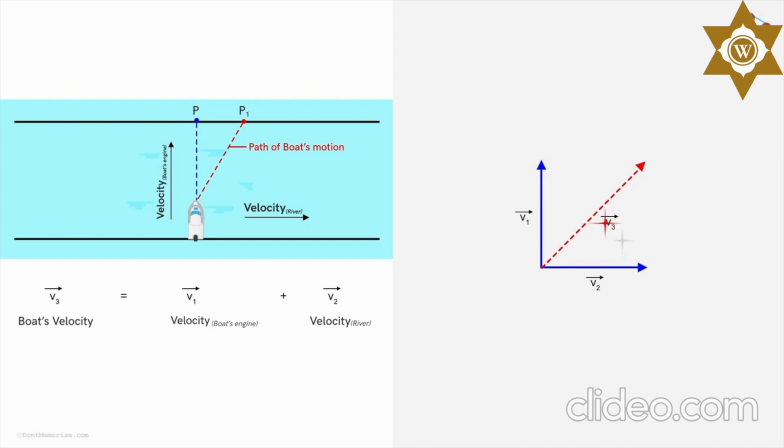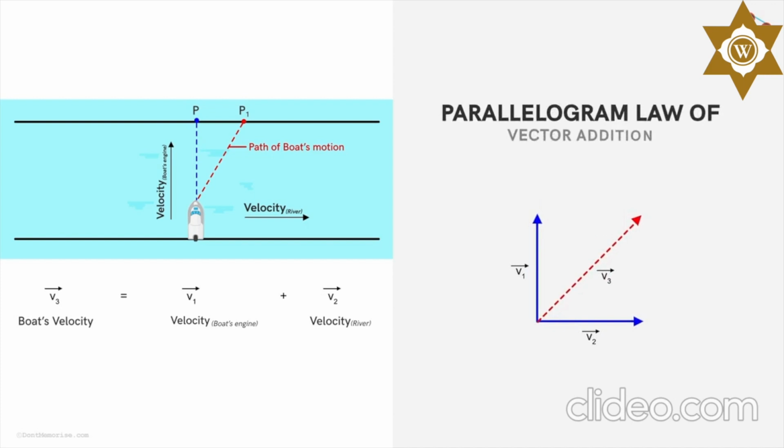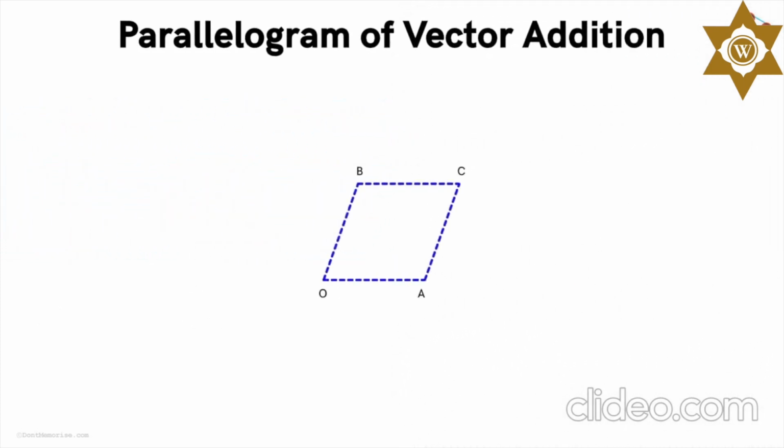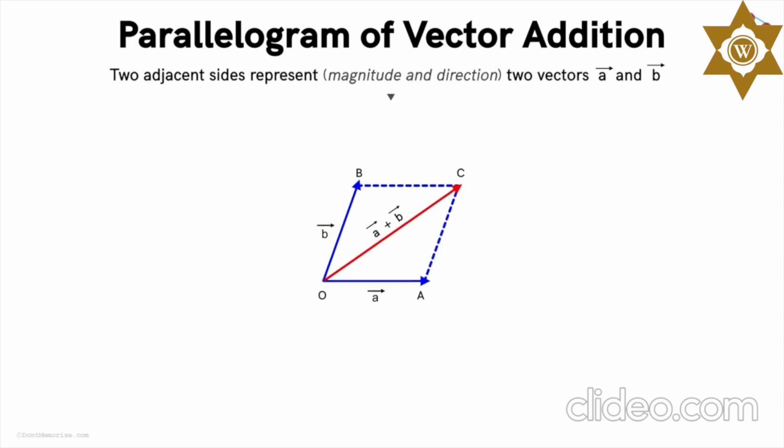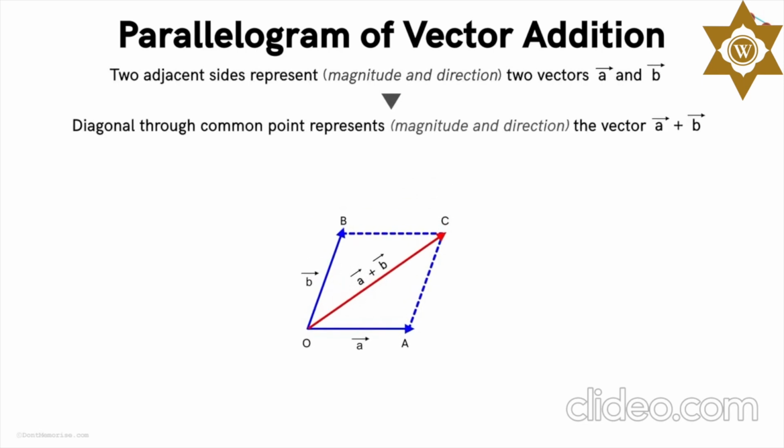Actually, to find the vector v3 precisely, there is a law of vector addition called the parallelogram law of vector addition. Now let's suppose that we have a parallelogram, and the two adjacent sides of it represent the two vectors A and B in magnitude and direction like this. Then the sum of the vectors A and B is represented in magnitude and direction by the diagonal of the parallelogram through their common point. This is known as the parallelogram law of vector addition. Take a moment and have a look at it.